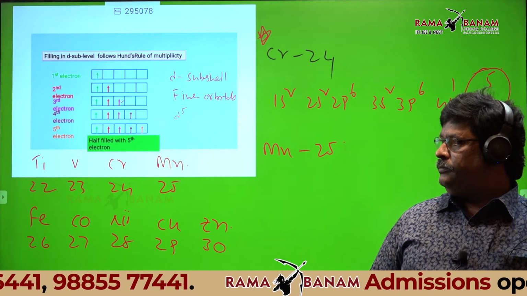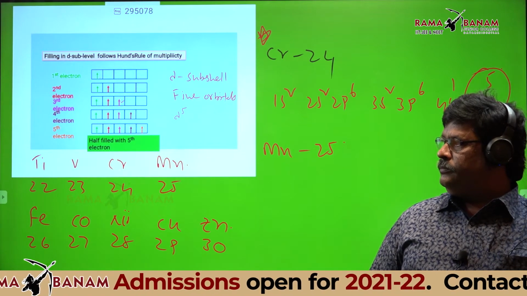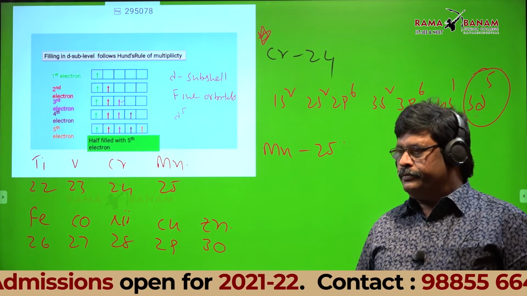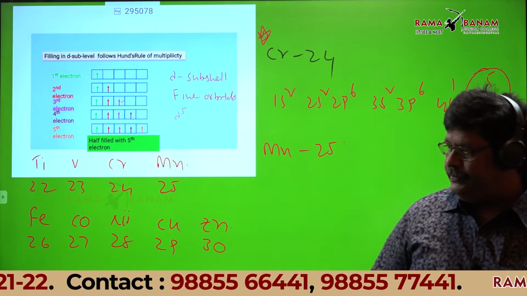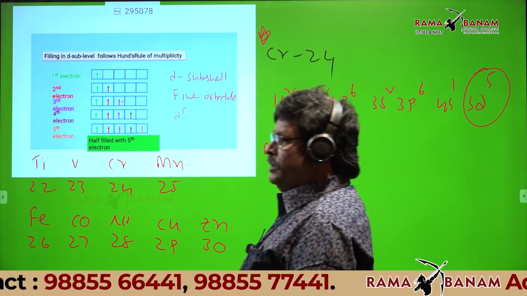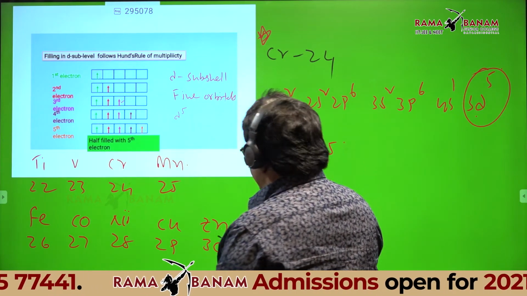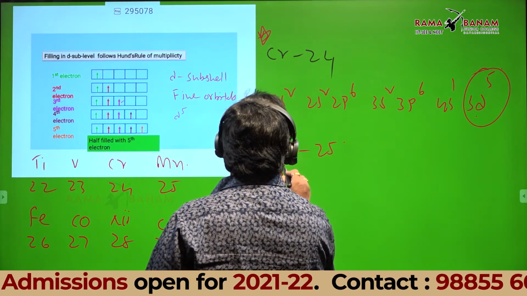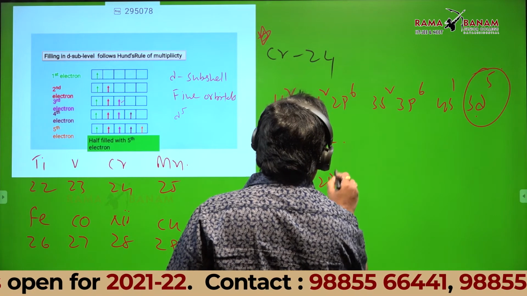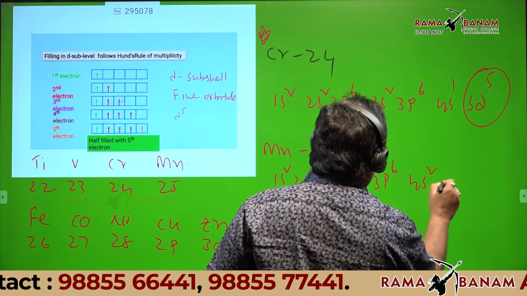1s2, 2s2, 2p. Is it okay? Can I continue? Right. Manganese is 1s2, 2s2, 2p6, 3s2, 3p6, 4s2, 3d5.